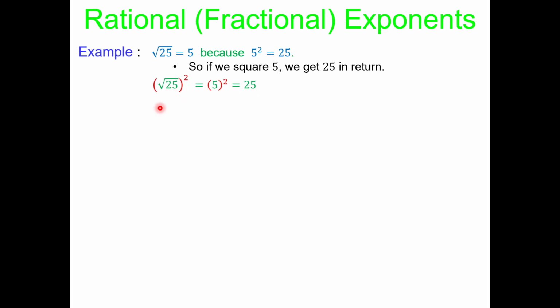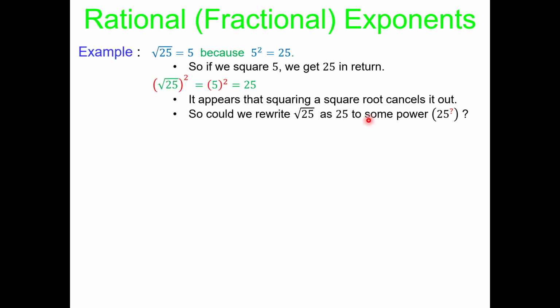Now, if we start with this version where we take square root 25 and square it, it's the same thing as 5 squared, and we get 25. Okay, all of this is going to lead into our rational exponents. So it appears that squaring a square root cancels it out, or undoes the square root. So we could rewrite square root 25 as 25 to some power. Okay? So what is this power? So square root 25 squared, well, what is that exponent, that missing power right here on 25?